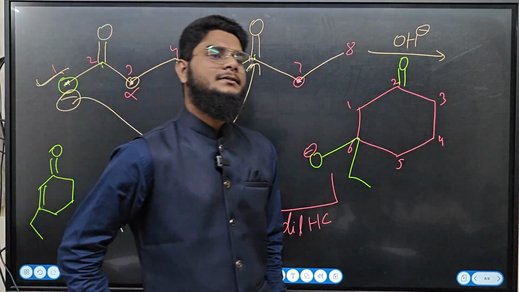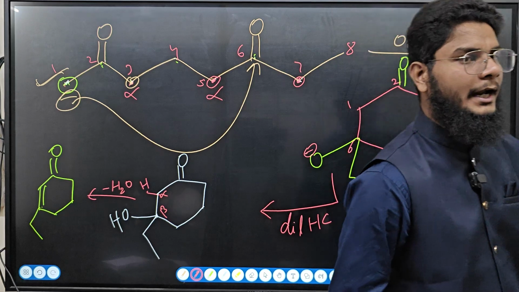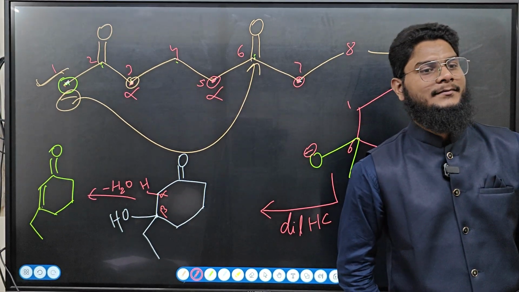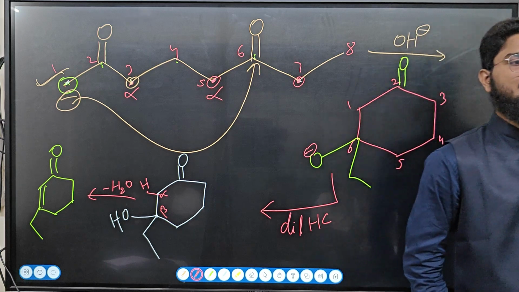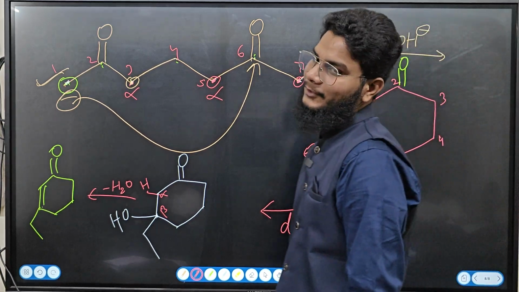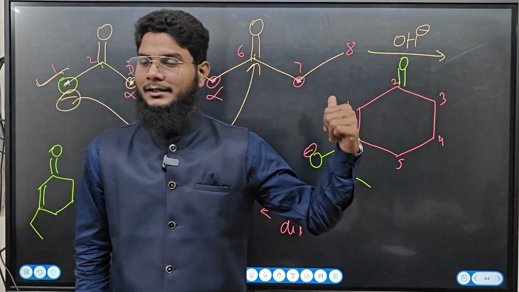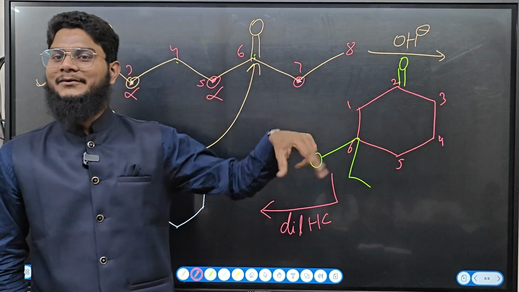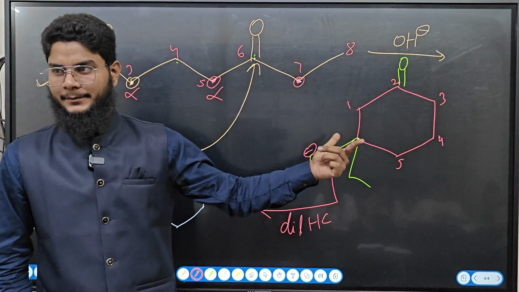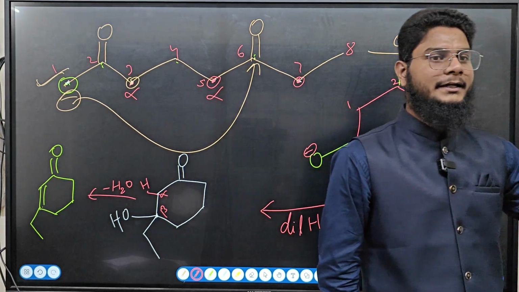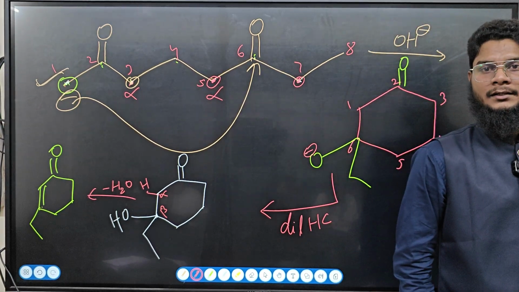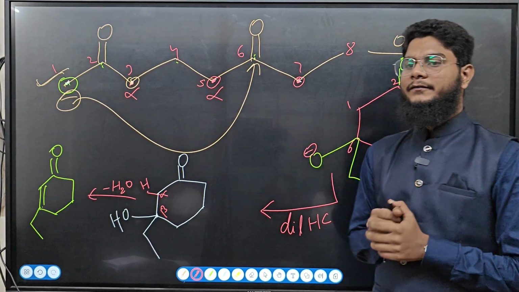So what have we discussed? Aldol condensation, right? And next class we'll see Cannizzaro. The special thing is that Cannizzaro and aldol are two opposites. Here we need alpha hydrogen, there we don't need alpha hydrogen. Here at least one alpha hydrogen should be there. In that case, there should not be any alpha hydrogen.